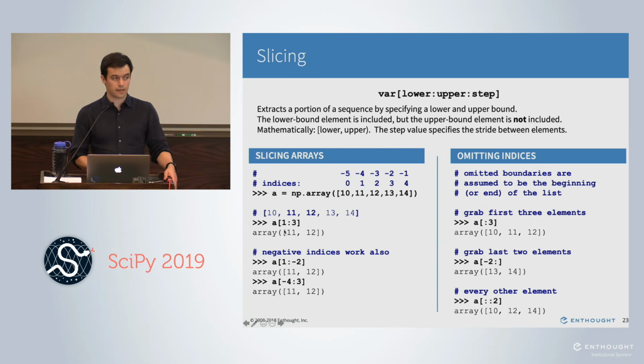So this first slice, a[1:3], means from element number 1, which is the second one, to element number 3. And just like in pure Python, the upper bound is never included. So the way to think of this in mathematical terms is that it's a closed interval on the left and an open interval on the right-hand side.